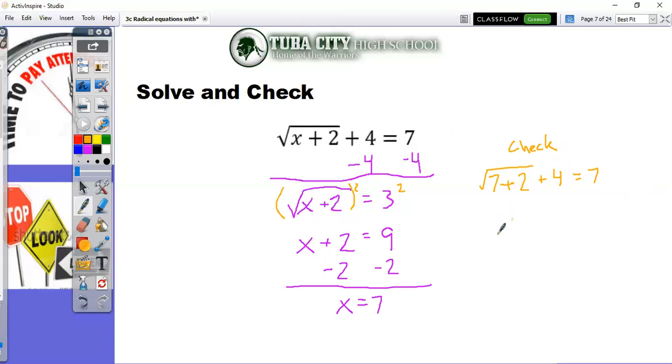So 7 plus 2 is root 9, plus 4 equals 7. Now I take the square root of 9. The square root of 9 is 3. And 3 plus 4 is 7, so it works out. That means this is a viable solution. This is a working solution.